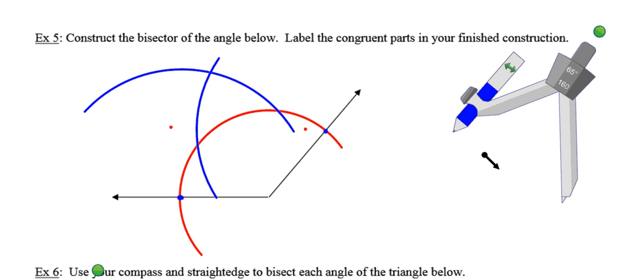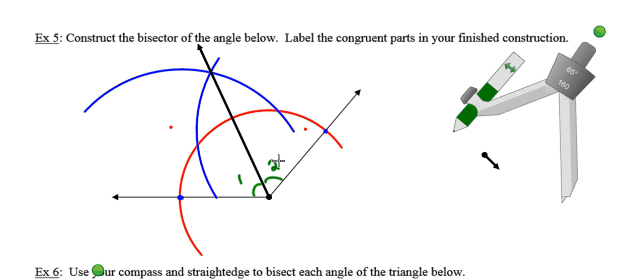And again, what I really want to focus on is connecting the vertex of my angle to the point where those two blue arcs intersect. And that is my angle bisector. And because that's my angle bisector, it makes these two angles in here, I'll label them angle 1 and angle 2, congruent to each other.